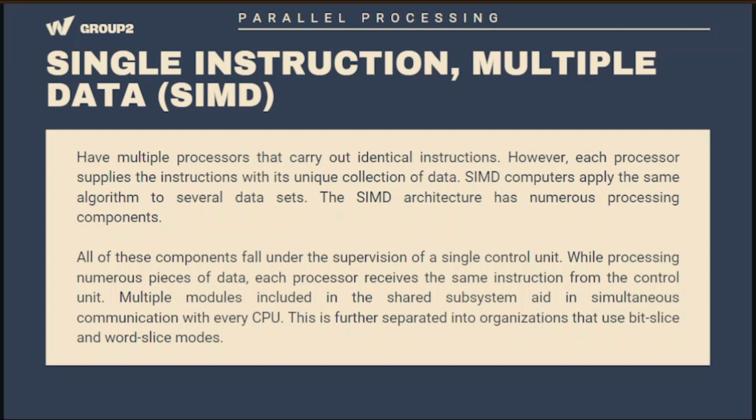The SIMD architecture has numerous processing components. All of these components fall under the supervision of a single control unit. While processing numerous pieces of data, the processor receives the same instruction from the control unit. Multiple modules included in the shared subsystem aid in simultaneous communication with every CPU. This is further separated into organizations that use bit slice and word slice mode.